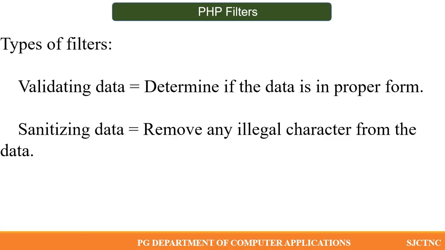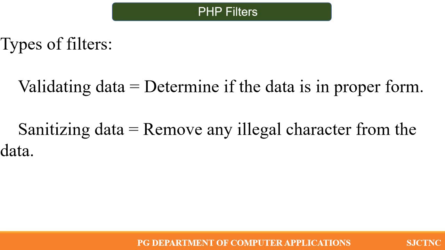Now we will see the types of filters. Here, the first one is validating data. The second one is sanitizing the data. Validating data determines if the data is in a proper format. Then sanitizing data removes illegal characters from the data. For validating data, we can get proper messages from the user.